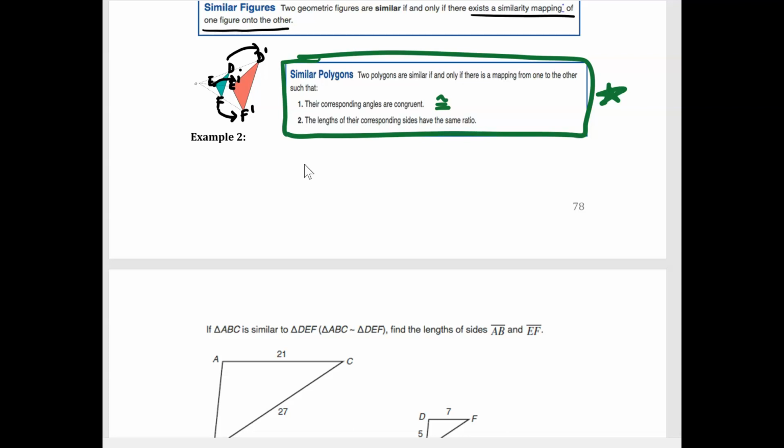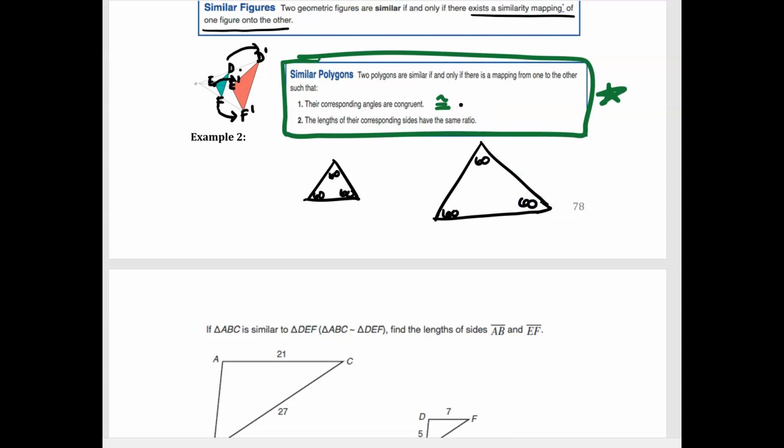So for example, let's say you had two triangles, triangle 1 and triangle 2. The angles would all have to be the same. So let's say this is 60, 60, 60.